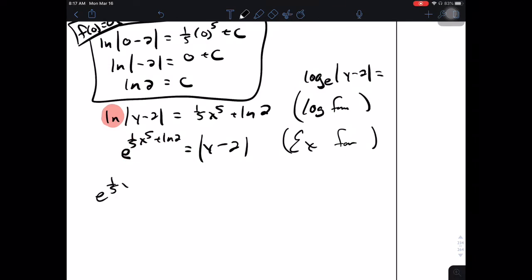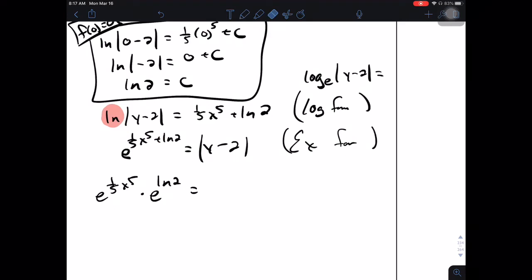e to the 1/5 x to the 5th times e to the natural log of 2 is the same thing that you see up here. Now, why is that? Because if you multiply with the same base, e, you add the exponents. So it stands to reason that if your exponent has addition in it, you could separate it and make it multiplication with the same base.